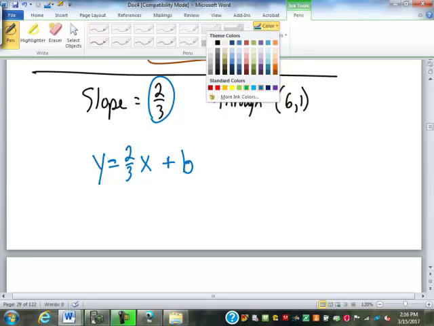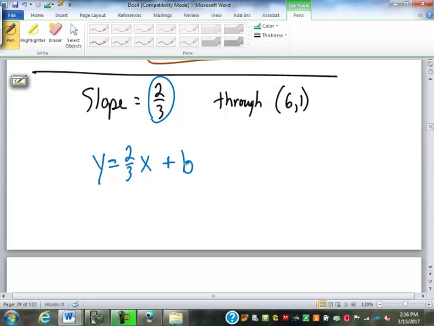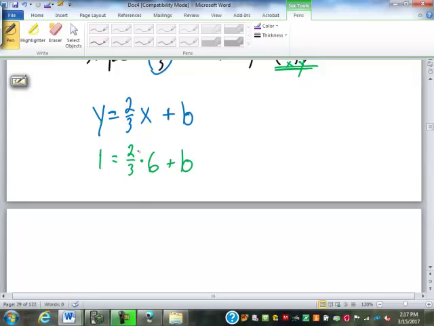To figure out what that y-intercept has to be, what b has to equal here, we use our point. This point is telling me that x is 6 when y is 1. So what number goes in for y here? Careful. That's the 1, right? Then 2/3 times x is going to be the 6. Now to figure out what the b has to be here, 2/3 times 6 is 4.